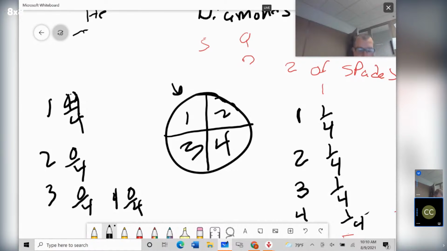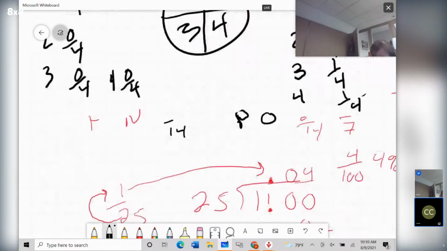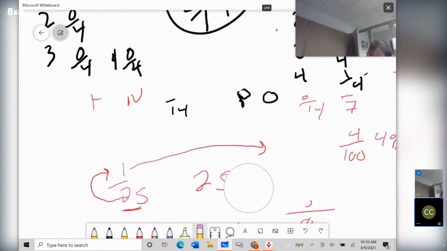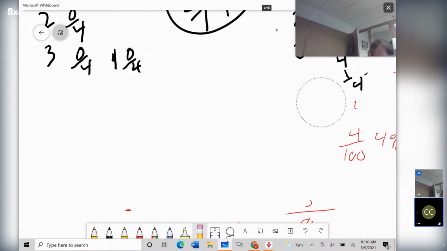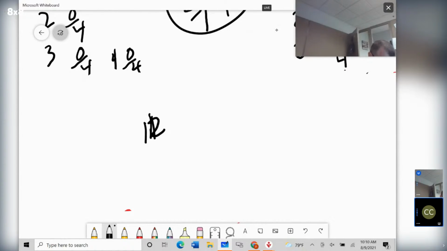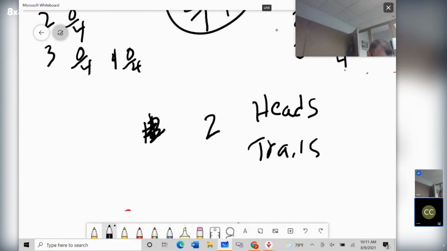Just like when we flip a coin, it's going to be 50% because it's only going to be heads or tails. So there's only 2 possible outcomes. It's either going to be heads or tails. So in theory, when you flip a coin, you have a 50% chance of coming heads. And I say 50%, and that's the same as 1 out of 2. I'm just converting it to a percent. Tails, 1 out of 2, or 50%.